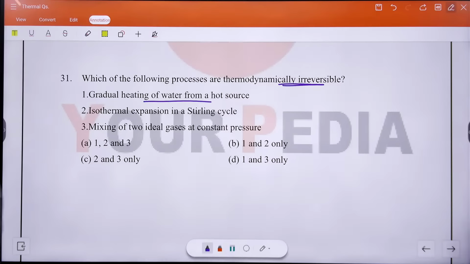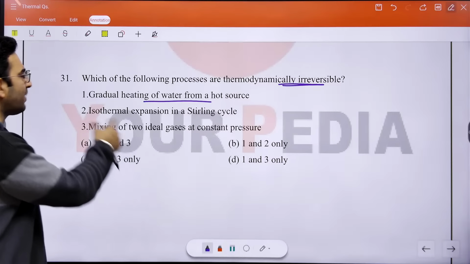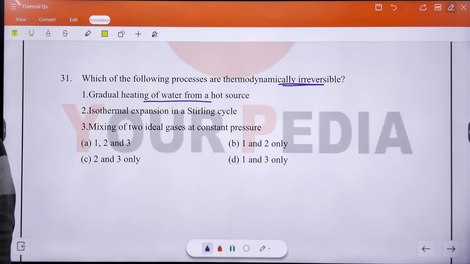Akshay, 27th number question. Just give me a second. Let me cover this question here. Then let me move toward the 27th question here.